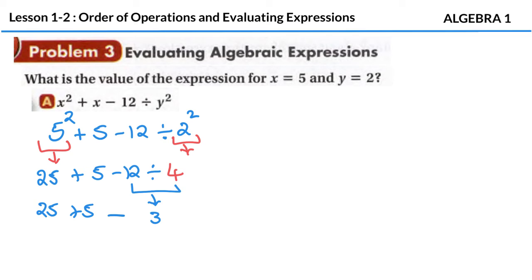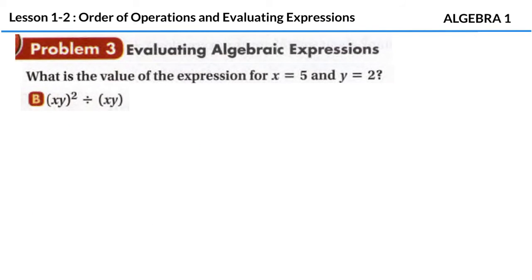So now which one will we deal with first? Addition or subtraction? Addition, starting from left to right. Remember? So 25 plus 5, and that's going to be 30, minus 3, and that is 27. So the simplified value of this is 27. We have evaluated this expression for x equal to 5 and y equal to 2. Great. Let's try another.